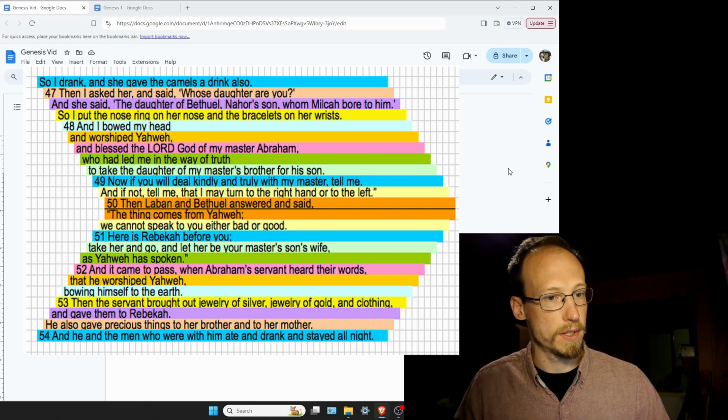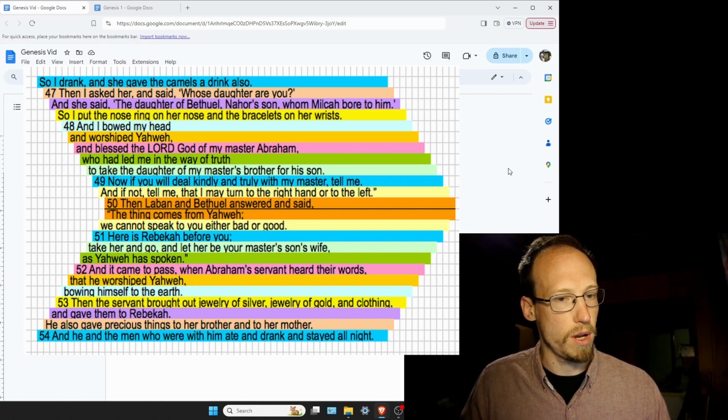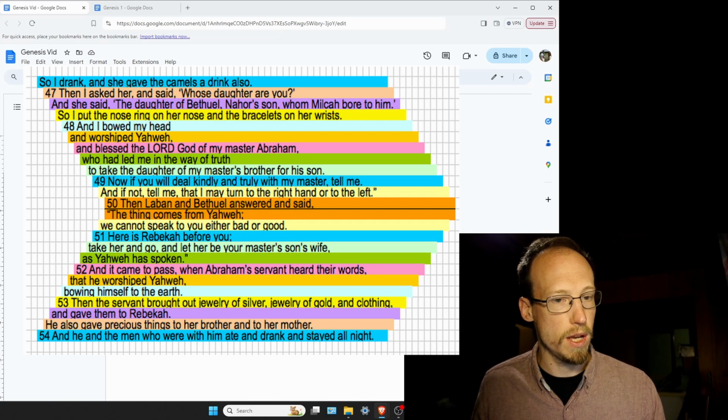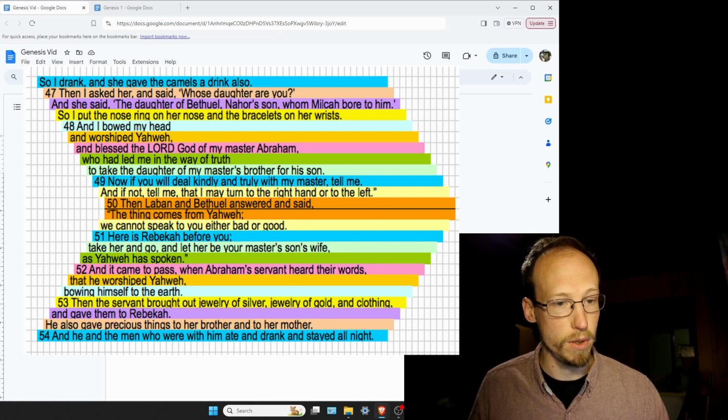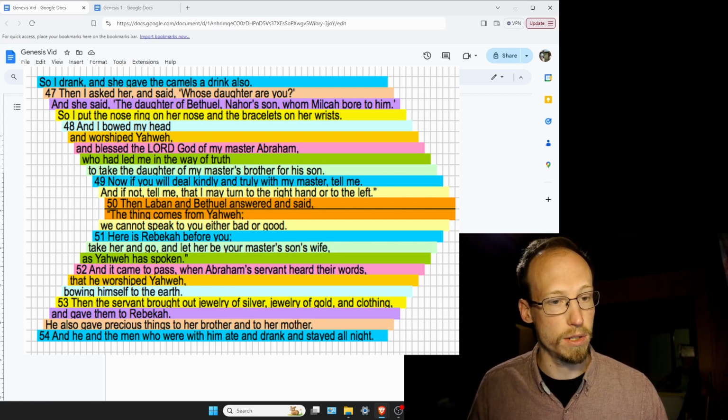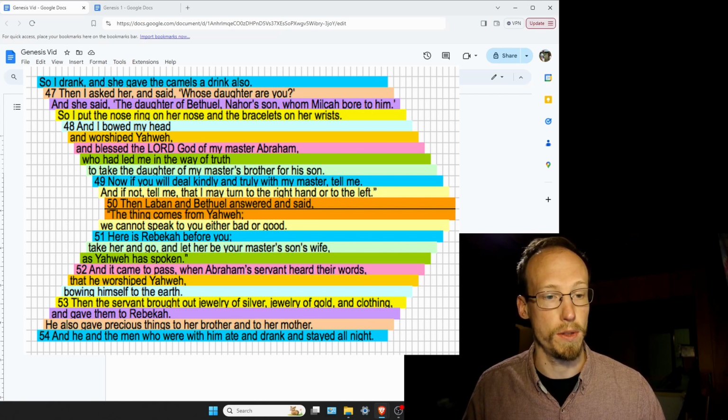He's describing these events. Then I asked her and said, whose daughter are you? And she said, the daughter of Bethuel, Nahor's son, whom Milcah bore him. So I put the nose ring on her nose and bracelets on her wrists, and I bowed my head and worshipped Yahweh, and blessed the Lord, God of my master Abraham, who had led me in the way of truth, to take the daughter of my master's brother for his son. Now, if you will deal kindly and truly with my master, tell me, and if not, tell me, that I may turn to the right hand or to the left.